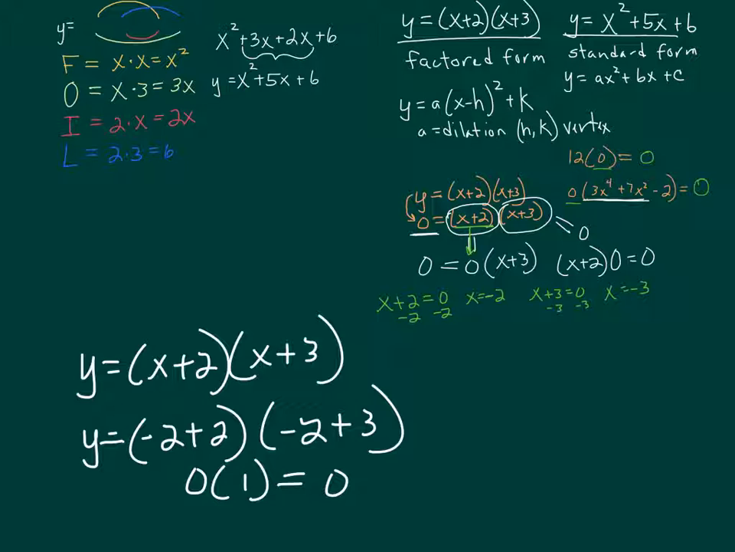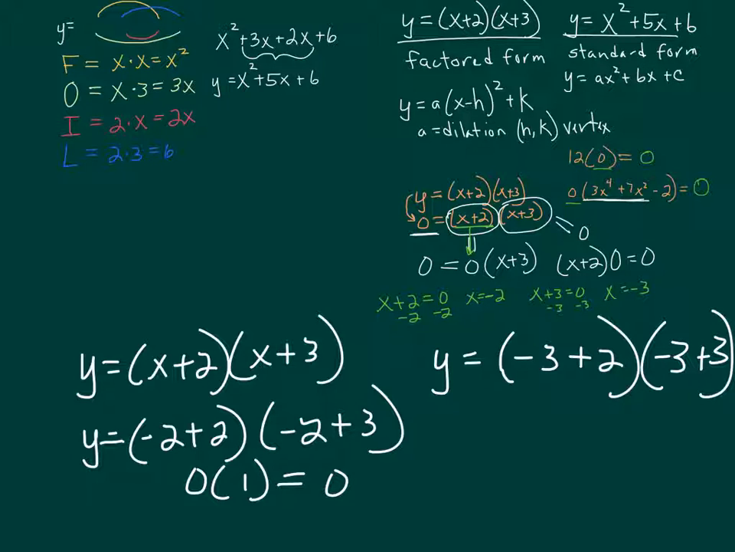So we can also substitute in the other value that we found. So y equals -3 plus 2 times -3 plus 3. So -3 plus 2 gives us a -1, times -3 plus 3 gives us a 0, and so again we have y equals 0, which is what we wanted. So both of those values of x give us a value that we want, and we can figure out where our graph crosses the x-axis.